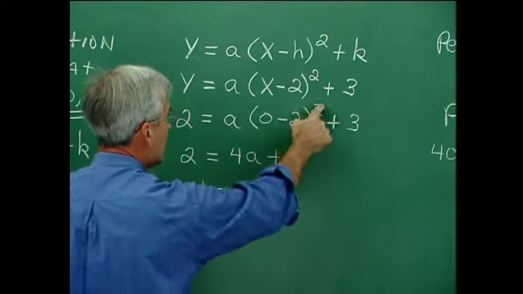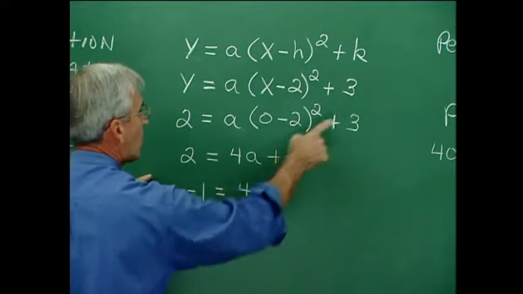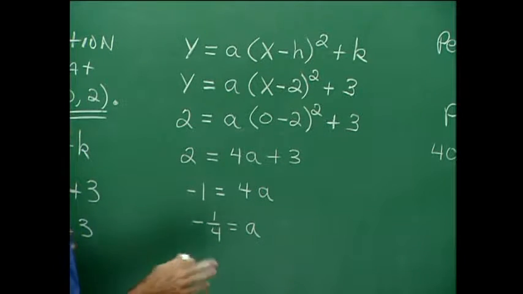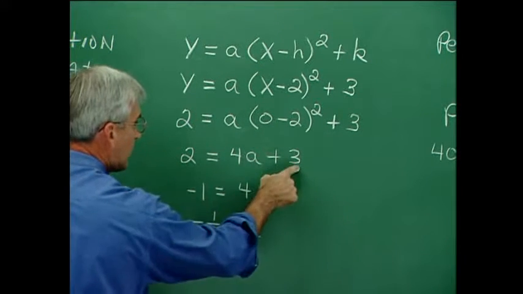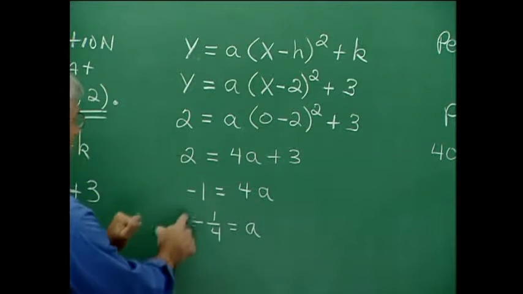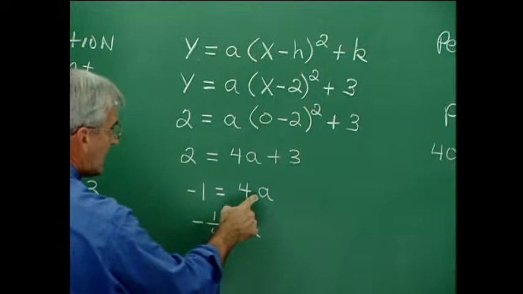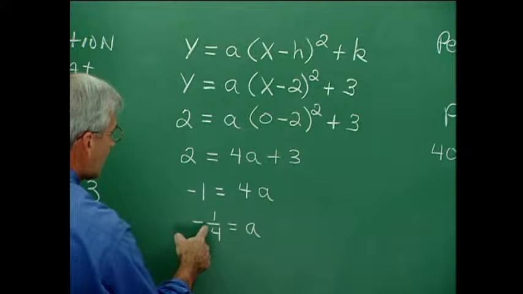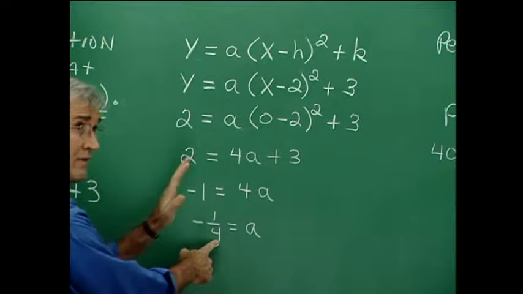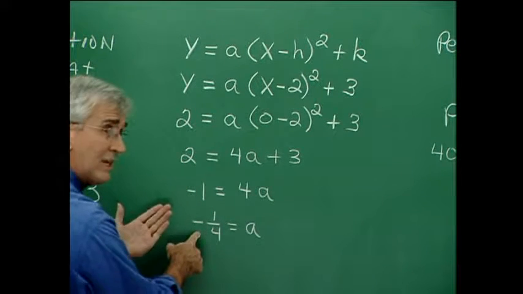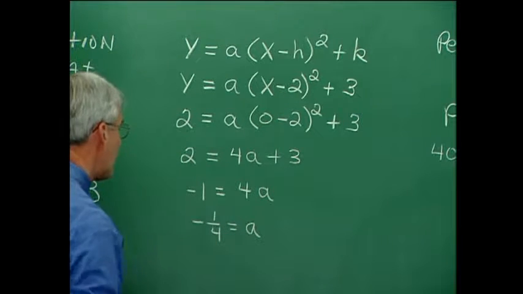This is negative 2 squared, that's 4. So here we have 4a, then plus 3. Subtract 3 on both sides. Over here it disappears, and over here we get negative 1. Divide on both sides by 4 to isolate the a, and we find a to be negative 1/4. Kind of as expected. The a value is negative and it's a common fraction, so we expected that.